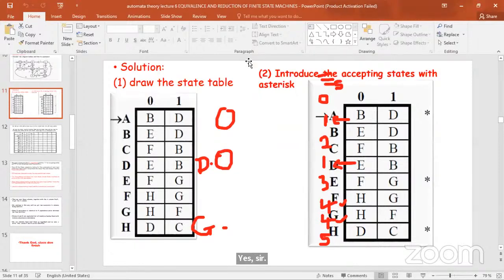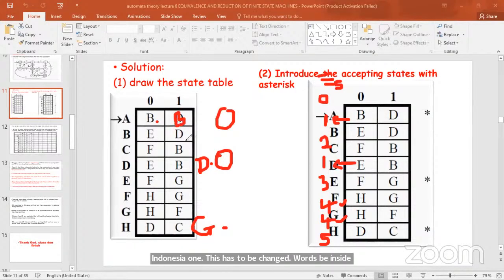Look at the initial table. You have B, D, right? And we said that B has to replace D. So here, in the initial one, this has to be changed to what? B inside. Then this is D again. It will be changed to what? B. Anything pointing to D must be changed to B.